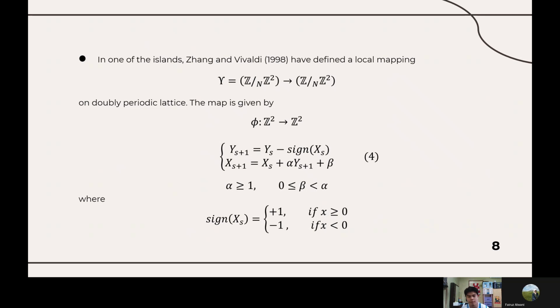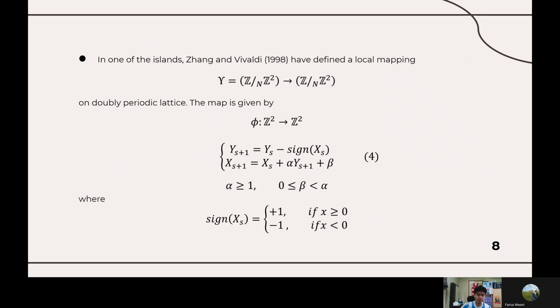Therefore, Zhang and Vivaldi in 1998 defined a local mapping for one of the island chains, on a doubly periodic lattice. We get the equation y_{s+1} = y_s - sin x_s, and s_{s+1} = s_s + alpha y_{s+1} + beta, where alpha must be greater than or equal to 1, and beta must be greater than or equal to 0 and less than alpha. Actually, the sign s will be either plus 1 or negative 1, depending on the value of x.